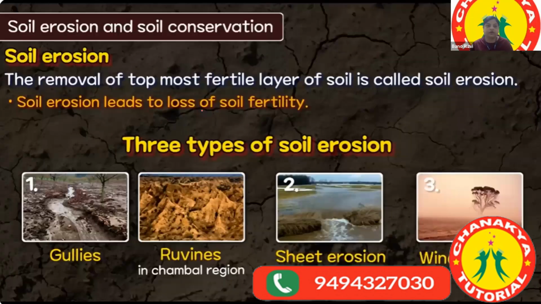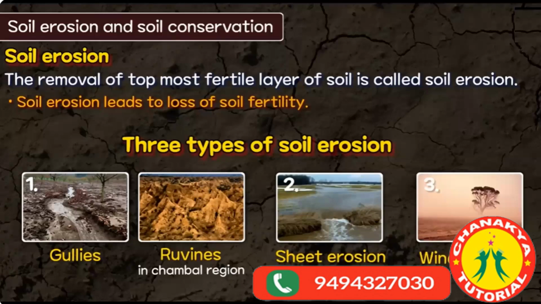Next, we are going to talk about the problem of soil erosion. Continue this, Moksha. Soil erosion and soil conservation. Soil erosion: the removal of the topmost fertile layer of soil is called soil erosion. Soil erosion leads to loss of soil fertility. Three types of soil erosion.